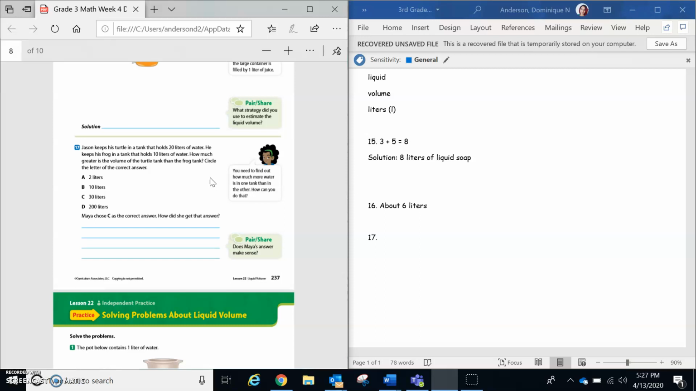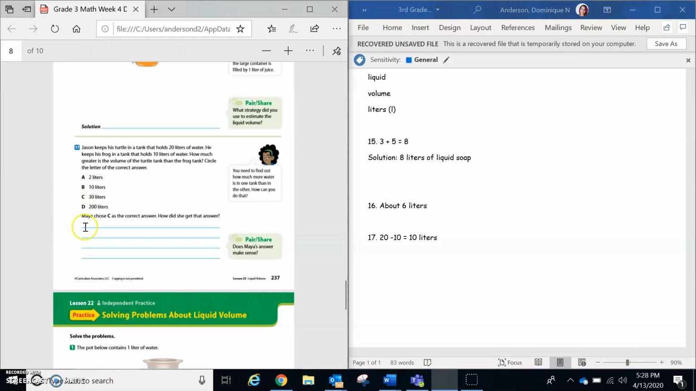So we have some keywords in here, how much greater. So remember, when we see something like that, that means we are supposed to subtract. We want to know how much more, how much greater is his turtle tank than his frog tank. So if we're going to subtract, we would do the 20 liters, take away the 10 liters, and if you solve this, you would get what? 10 liters. Good job, guys. So you can simply circle B.